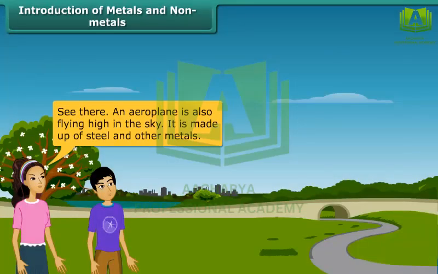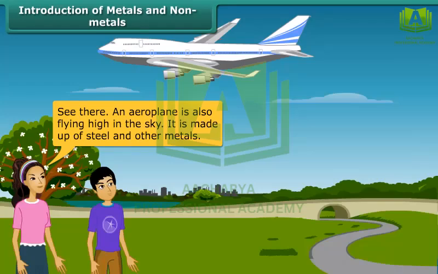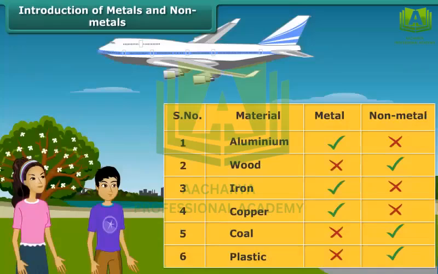See there, an aeroplane is also flying high in the sky. It is made up of steel and other metals. But what are these metals and non-metals? Friends, we use many things in our daily lives. These are made up of metals and non-metals.